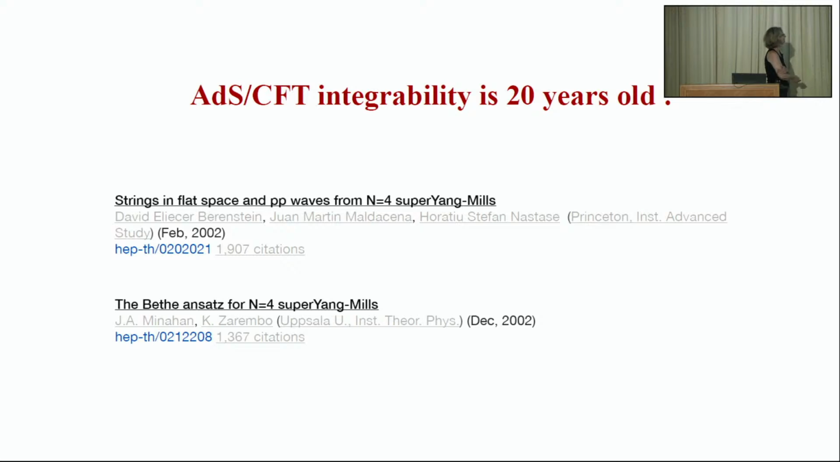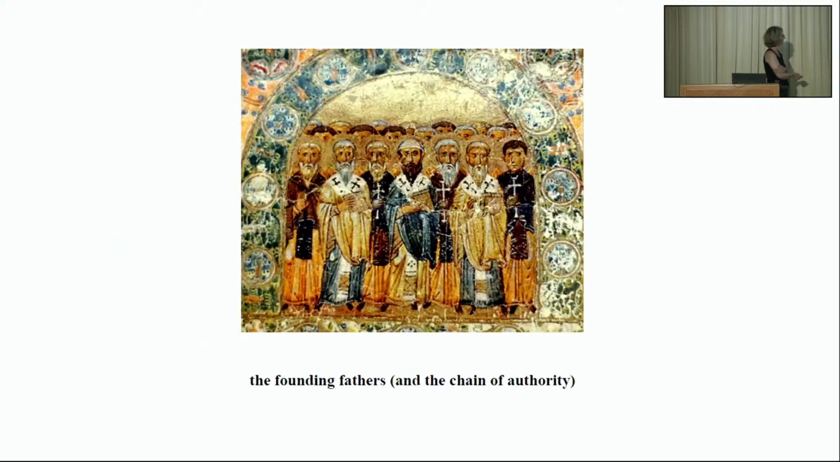I wanted to find a picture from the first conference with the founding fathers, but what I found the closest to this is that one. It's called the chain of authority, and you see that it looks like a spin chain in the L state.